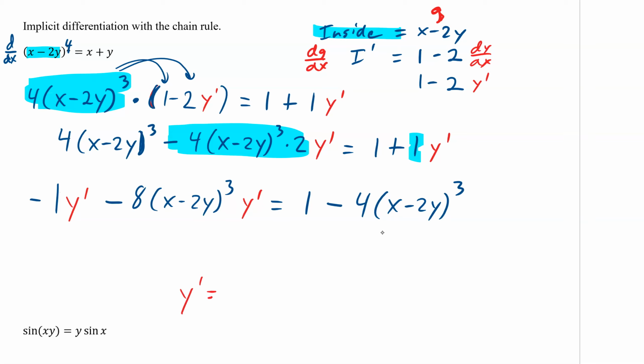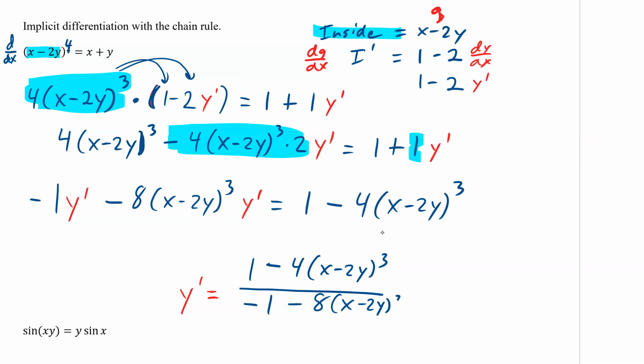Y prime equals, and then that's our numerator. So 1 minus (4x minus 2y) cubed over, and then the other one's our denominator. So negative 1 minus 8x minus 2y cubed. And you can keep simplifying if you want, or we're going to stop there. And I'm going to go back and factor that y prime out just so you have it. So that would be negative 1 minus 8x minus 2y cubed equals 1 minus 4x minus 2y cubed. And then again, numerator, denominator.